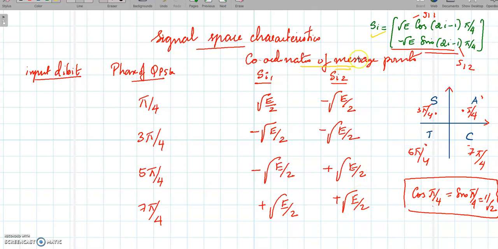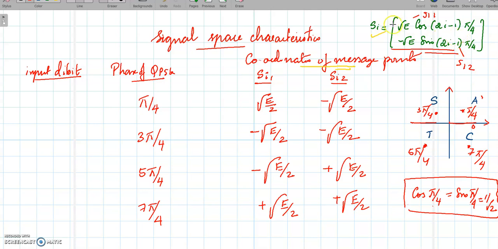Okay, now when you substitute i equals 1, you will have cos of (2i minus 1) pi by 4. So you will get root E into cos pi by 4 and minus root E into sine pi by 4. So just see, these are our quadrants, and you have this pi by 4. You consider this as my 0. So this will be pi by 4, this will be 3 pi by 4, this will be 5 pi by 4 and this will be 7 pi by 4.